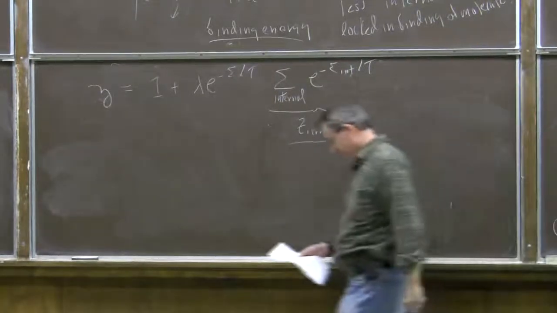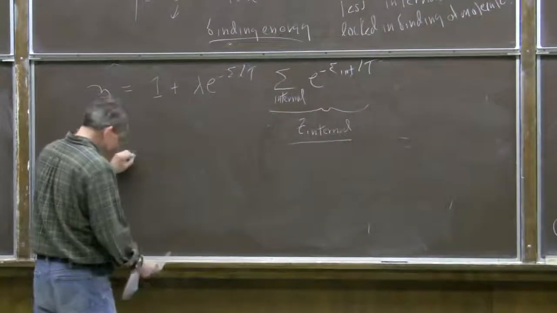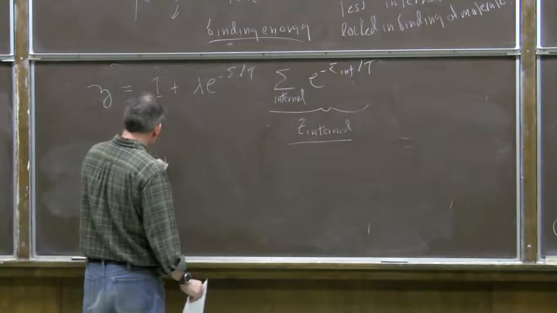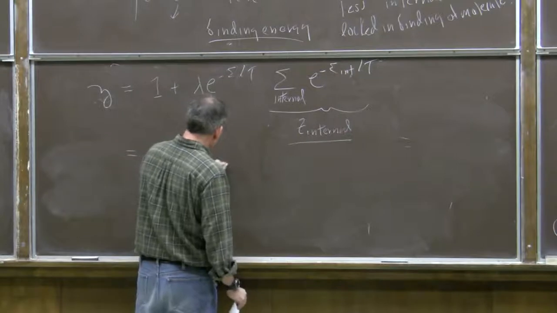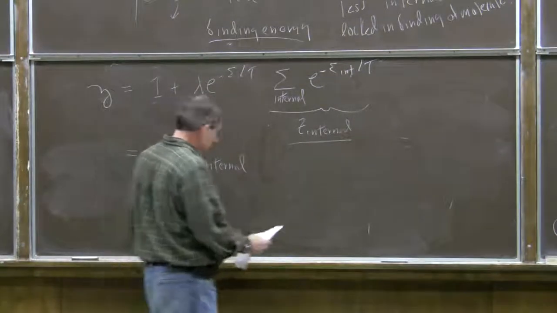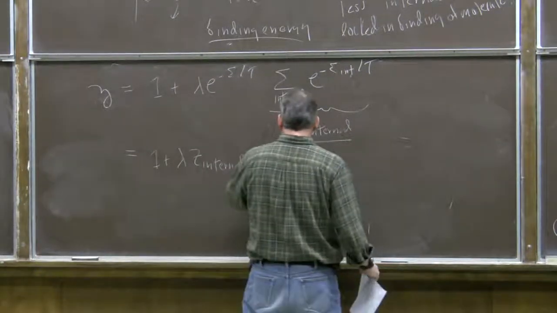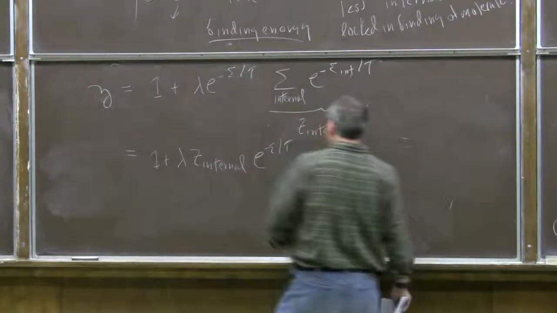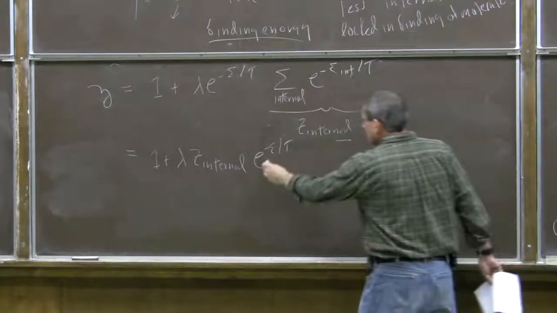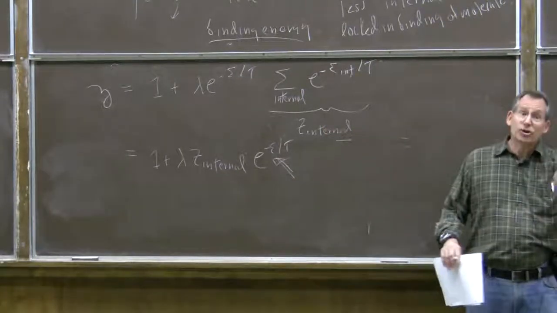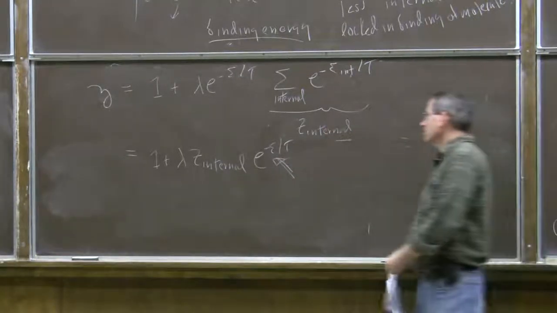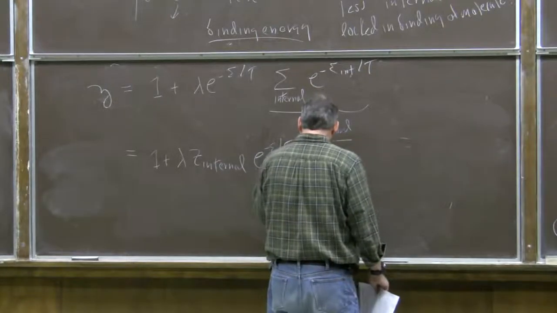Okay? So our expression for the Gibbs sum I can write as 1 plus lambda, well, I'm just rewriting what I just had above, Z internal times e to the minus epsilon over tau, where this is the external part. In other words, this is the energy of the orbital, the motional energy of the particle when it's in that orbital. What we considered before.